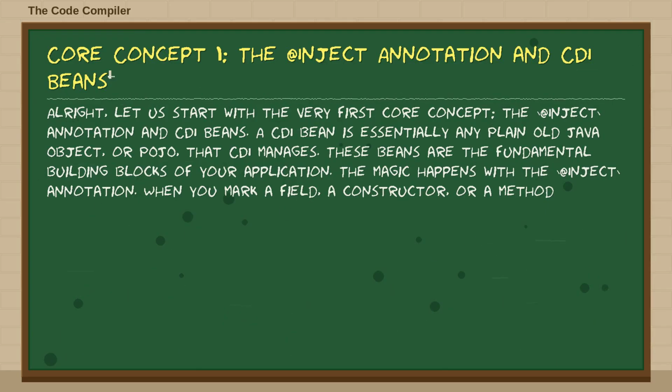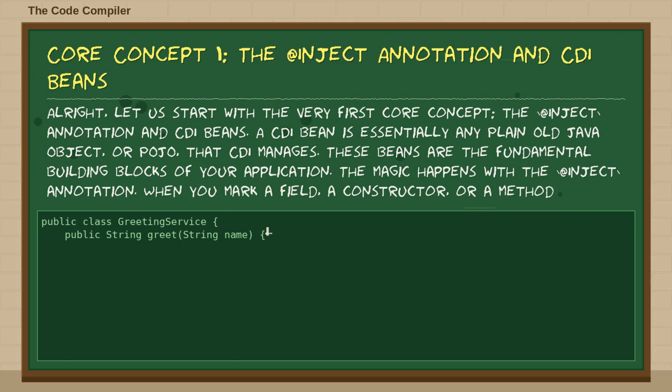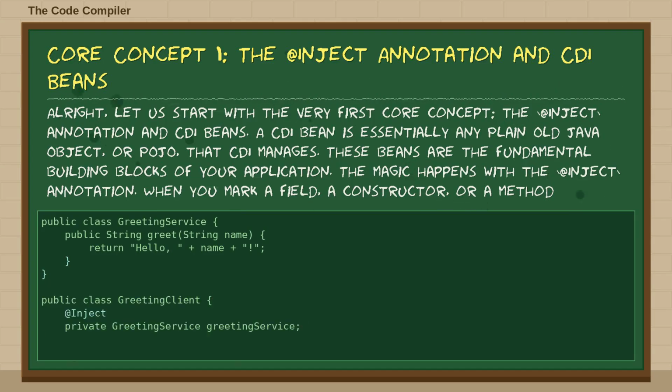It means your class does not need to worry about creating its dependencies, it just declares what it needs, and CDI provides it. This significantly reduces boilerplate code and makes your components much easier to manage and test. Think of it like ordering food at a restaurant. You just specify what you want, and the kitchen prepares and delivers it to your table. You do not need to worry about cooking it yourself.